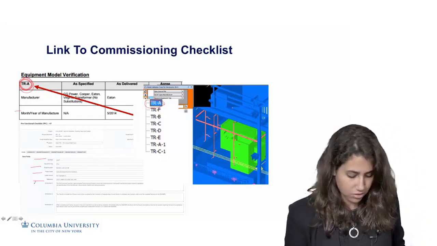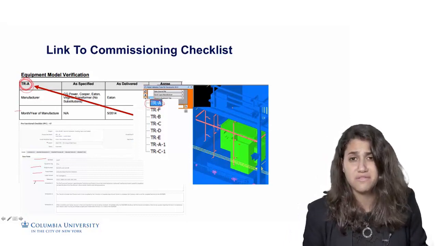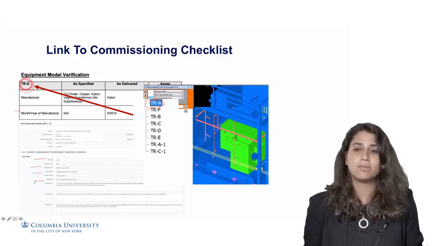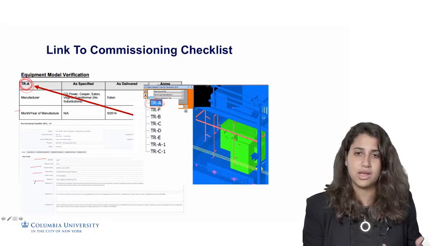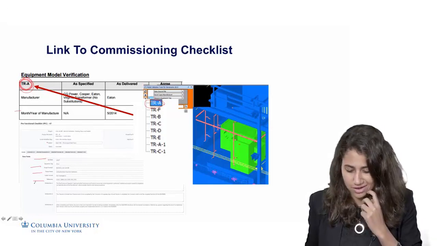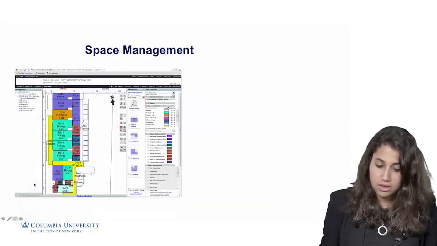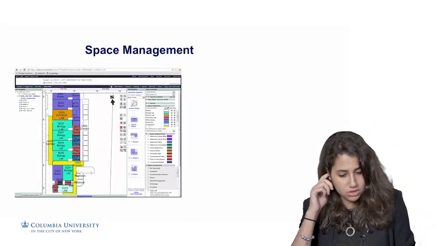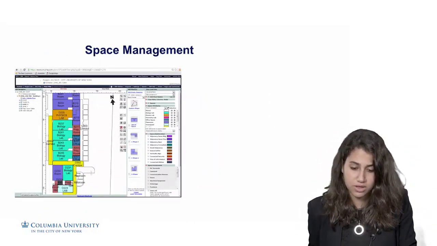Your Revit model or your BIM model cannot be a repository of everything in the world, but they have to be a mechanism for you to link the information to that modeling environment. The other use case is for space management. So what can I really do for space management?